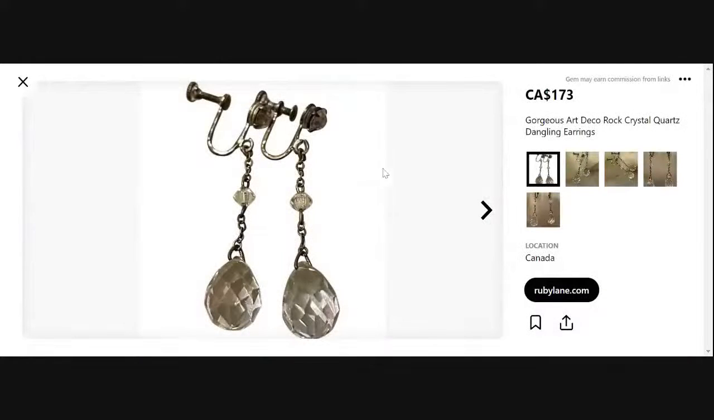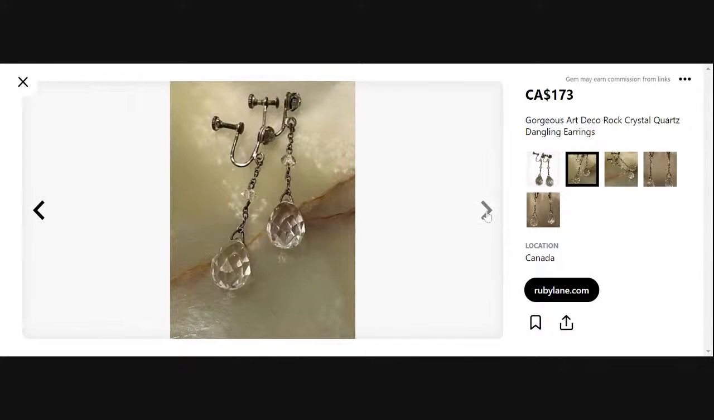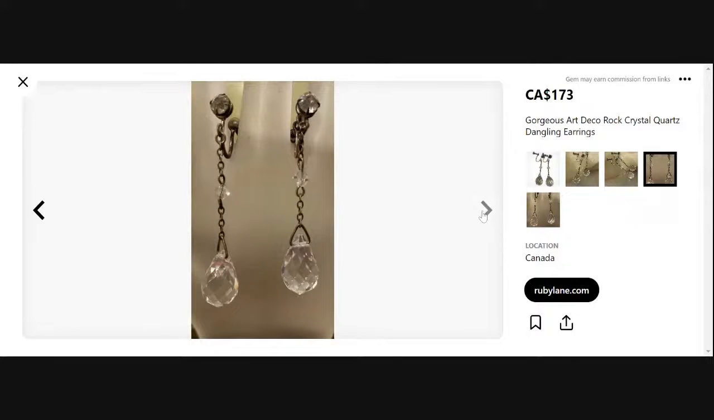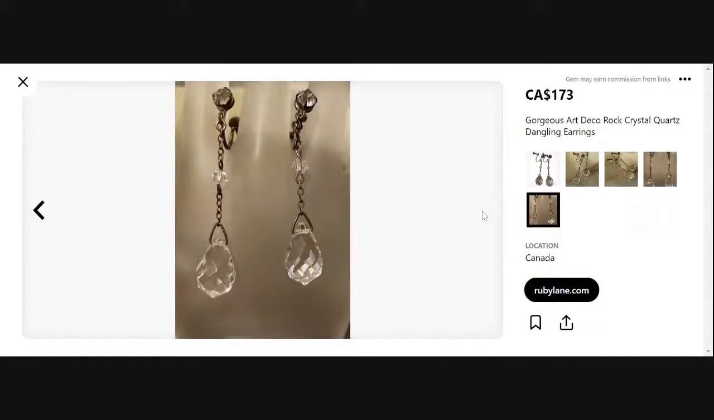Let's look here. So this one is 173. That's kind of getting up there. Available on Ruby Lane. And again, we've got the rock crystals that are inset at the top, and then there's a dangle with one in the middle. I do like it when there's the double drops like that. It really does allow for a lot of movement. There we have it. I actually have a lariat necklace that has exactly the same pendant as this. So this one's available on Ruby Lane, 173 Canadian.